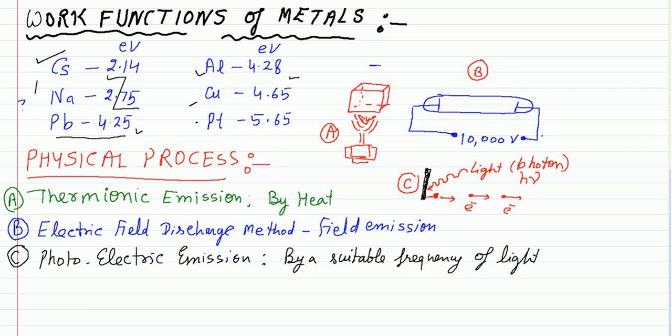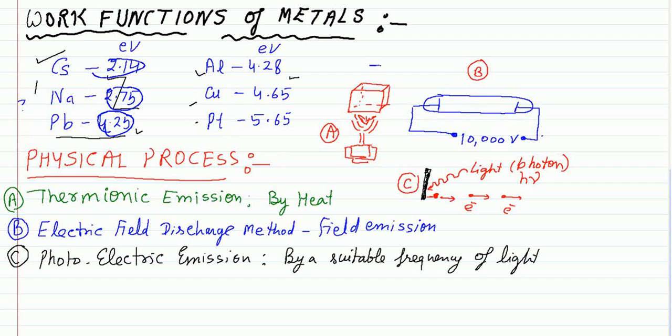Here in this section we will discuss the work function values and the physical processes we can use to emit electrons from the surface of a metal. You can see here that for cesium the value is 2.14, for sodium it is 2.75, and for lead it is 4.25.